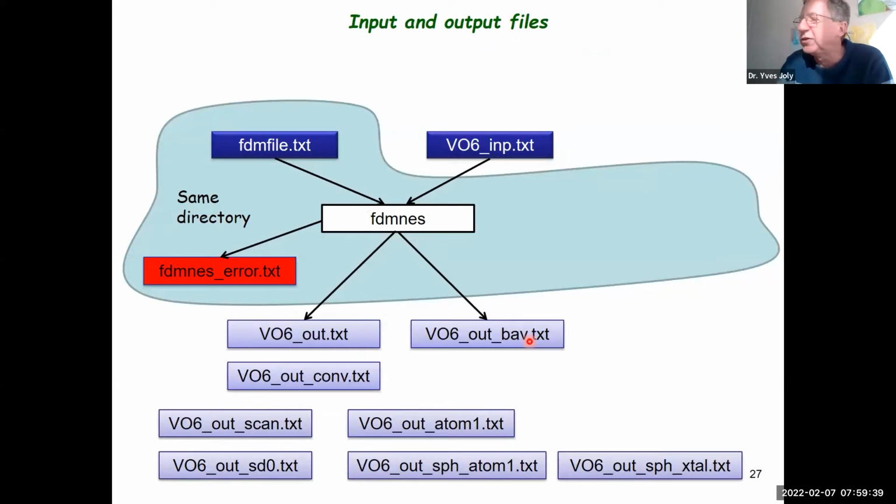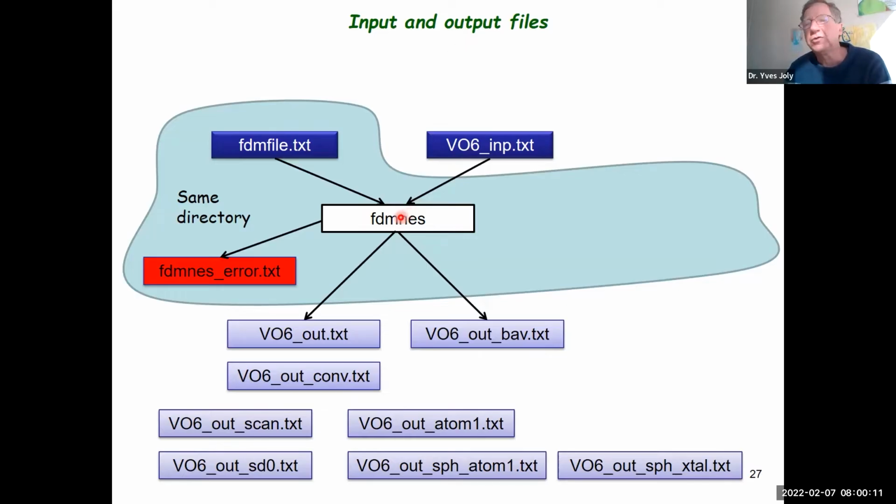Okay, now we go to enter the most important part: how to make simulations. The code will be on your computer, and you have to know that the code uses two in-data files. One is fdmfile.txt, we'll see after what is in it. In fact, it contains just the name of the main in-data file, and the main in-data file has all the information you need for the calculation.